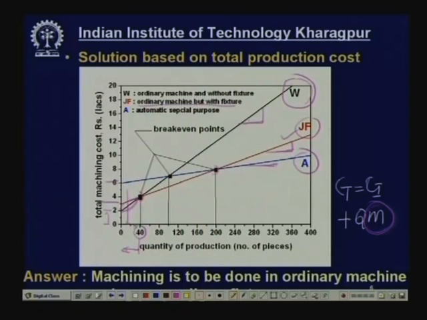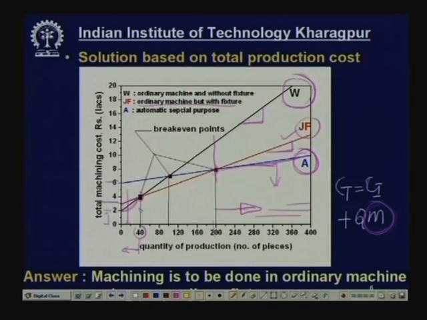That is, if the number of pieces is very small, then machining in an ordinary machine without jig fixture may be more economic than even jig fixture use or automation. On the other hand, if the number of pieces is more than 200, then which one is most economic? Then the automation system is most economic because that is the bottommost line. So, for large lot production or mass production, the automatic system is most economic.